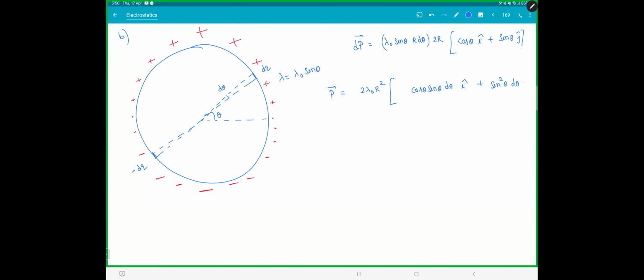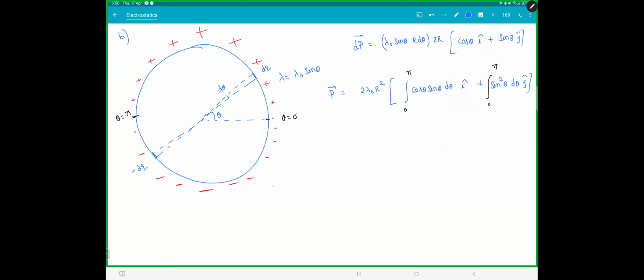Sine square theta d theta j cap. Integration limits will go from this point. Theta is 0. If you cover a semicircle, theta will be pi. So limits will go from 0 to pi. So be careful with the limits.